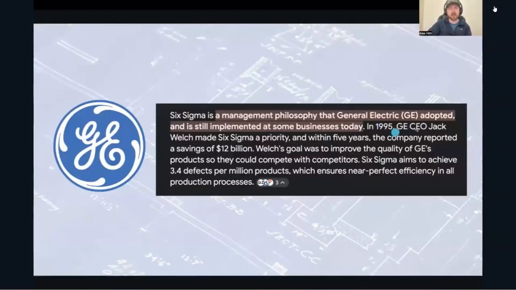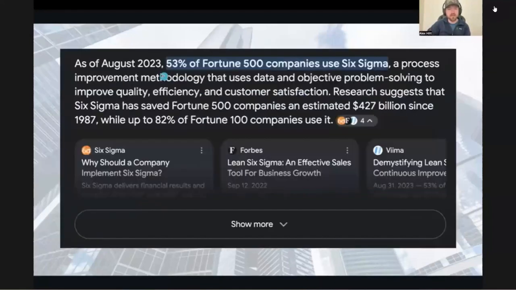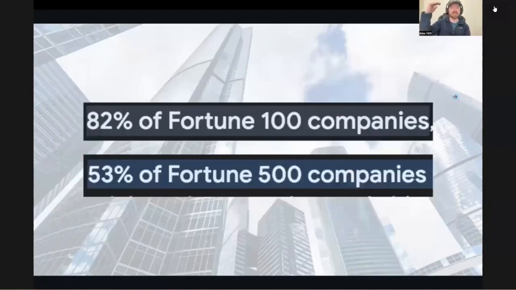GE, General Electric, also very famously implemented Six Sigma in 1995, and within 5 years, it saved GE over $12 billion. Currently, to this date, in 2024, 82% of Fortune 100 companies use Six Sigma, and it's saved them over $427 billion in the last 20 years. And 53% of Fortune 500 companies use Six Sigma.